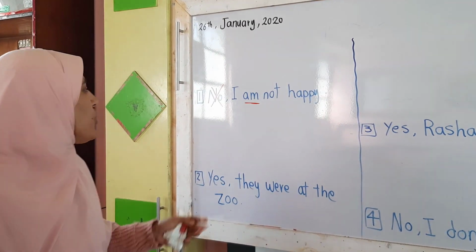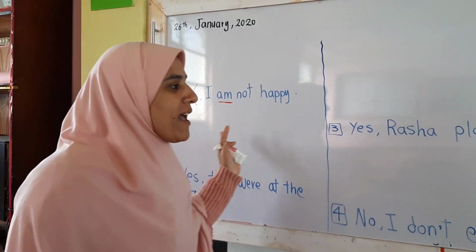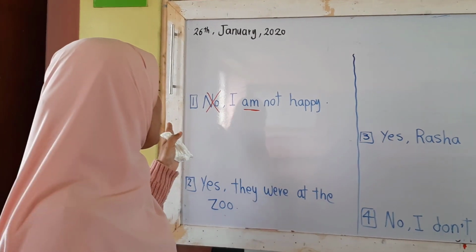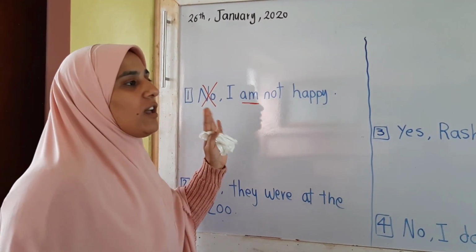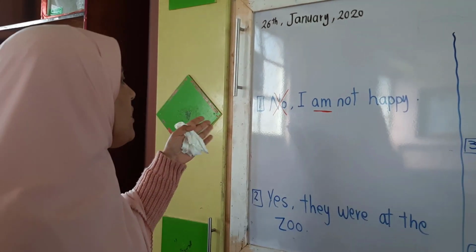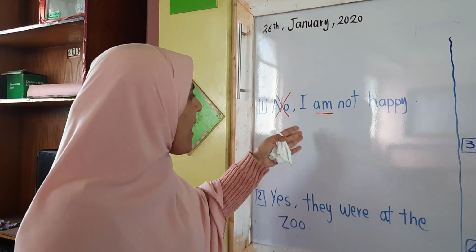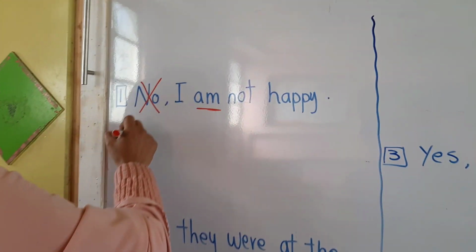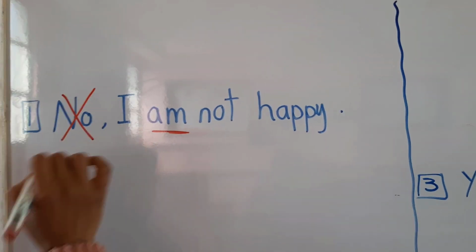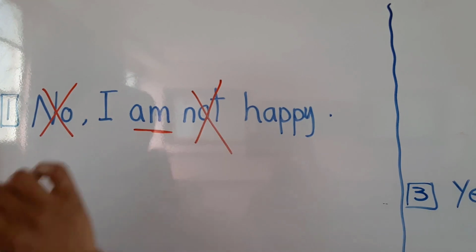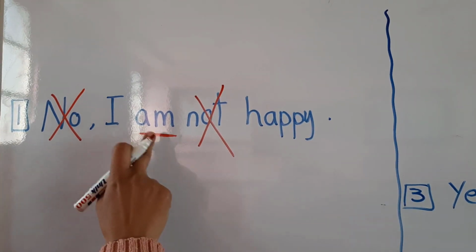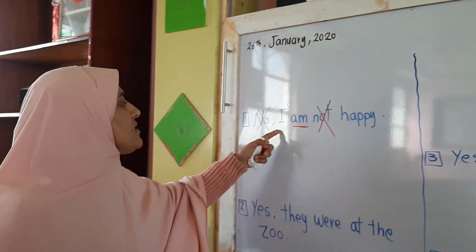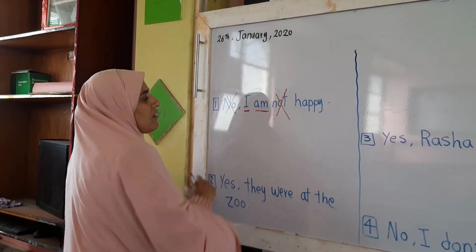Let's practice. We have 6 examples, or we have 6 answers. Before we make question, we should determine which type of questions should I form. Answer number one, no, I am not happy. The first step, I will omit yes or no and its friend not. Then I will begin with the auxiliary verb, and the auxiliary verb here is am. And then the subject, and the subject is I.